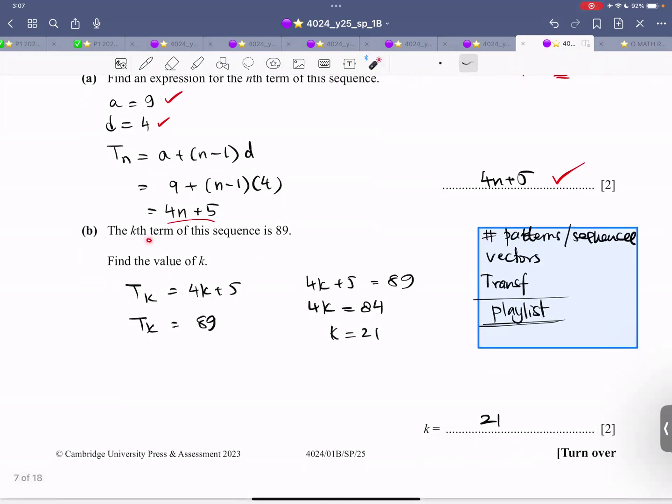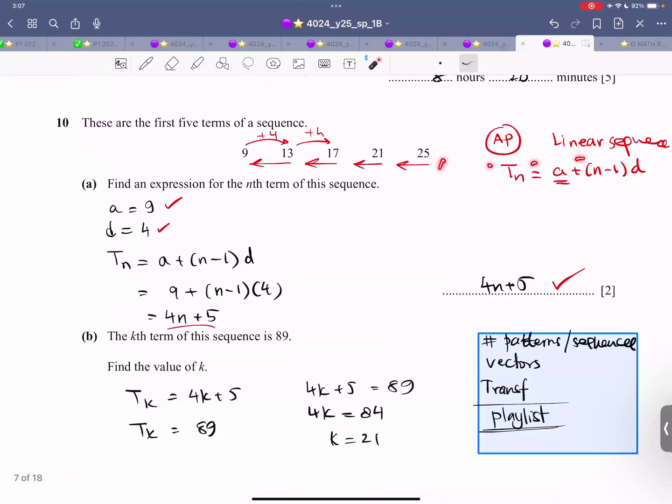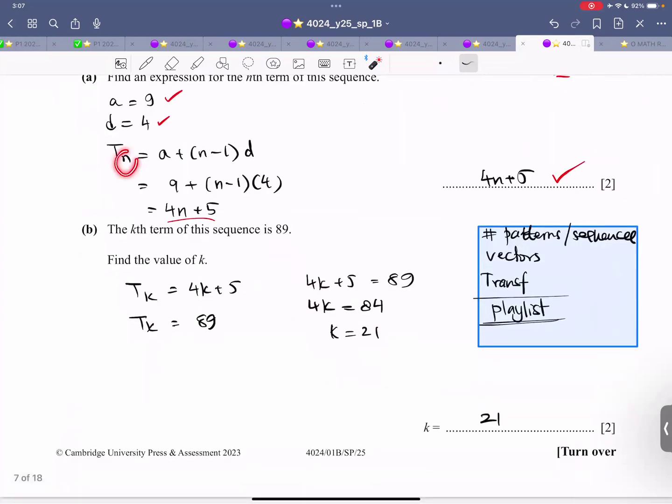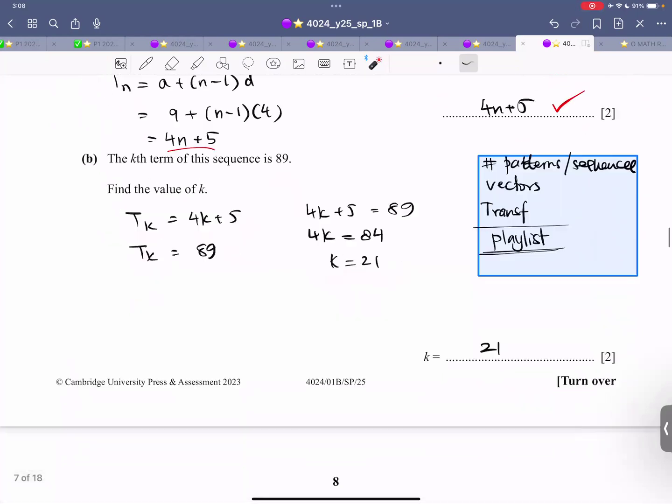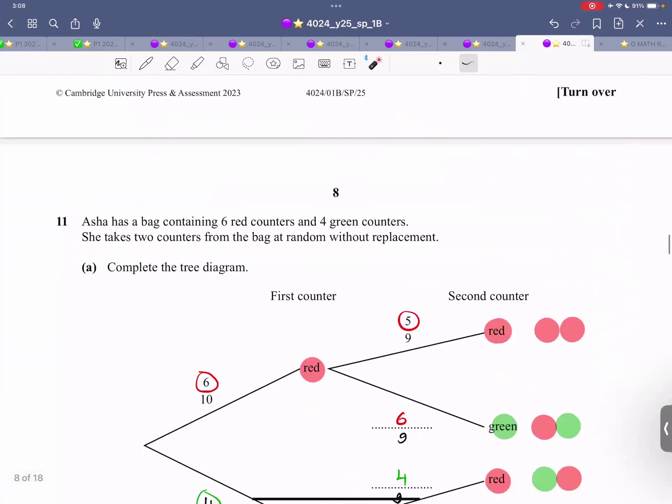Now the kth term of the sequence is 89. So basically, you keep on going and you come across 89; find the value of k. The nth term is 4n + 5. Similarly, the kth term can be written as 4k + 5. Equate it to 89 and solve, and k comes out to be 21. That's the answer right over here.